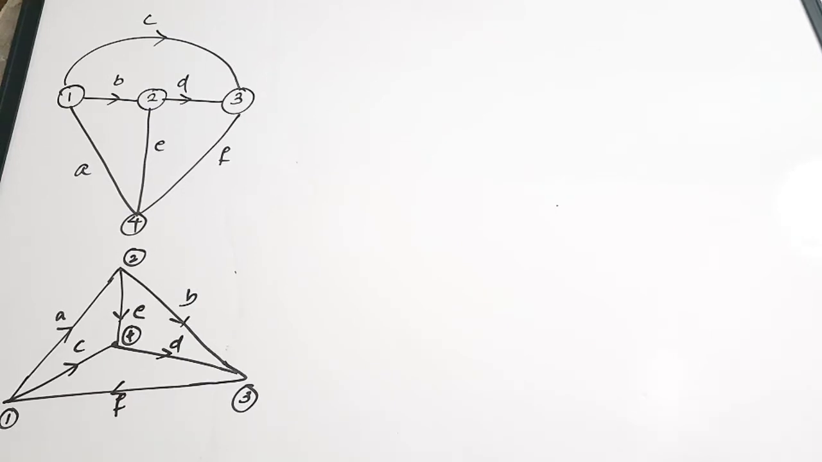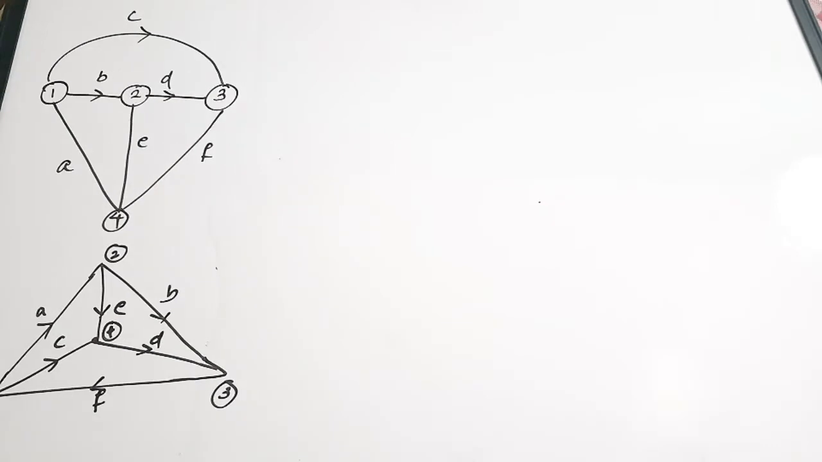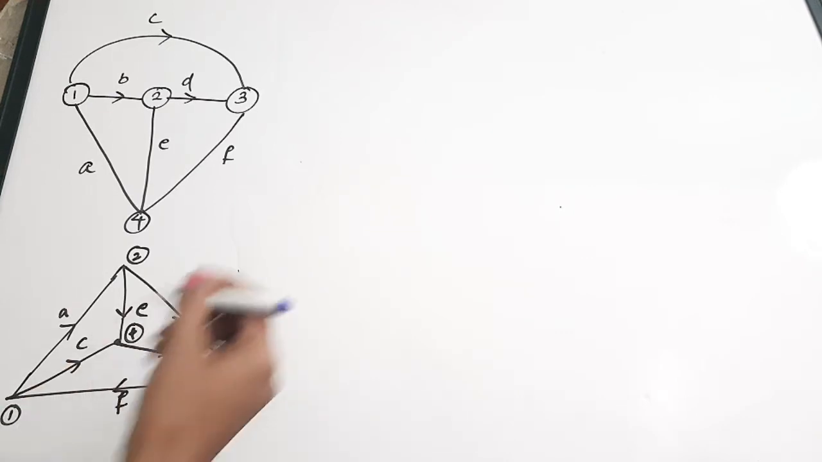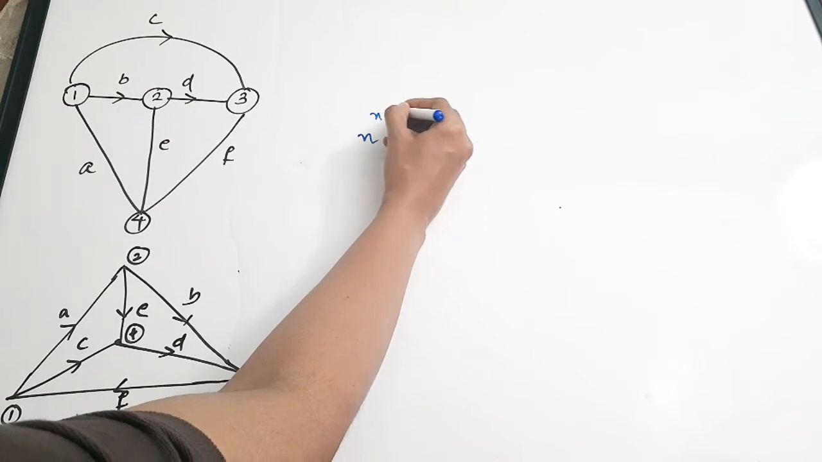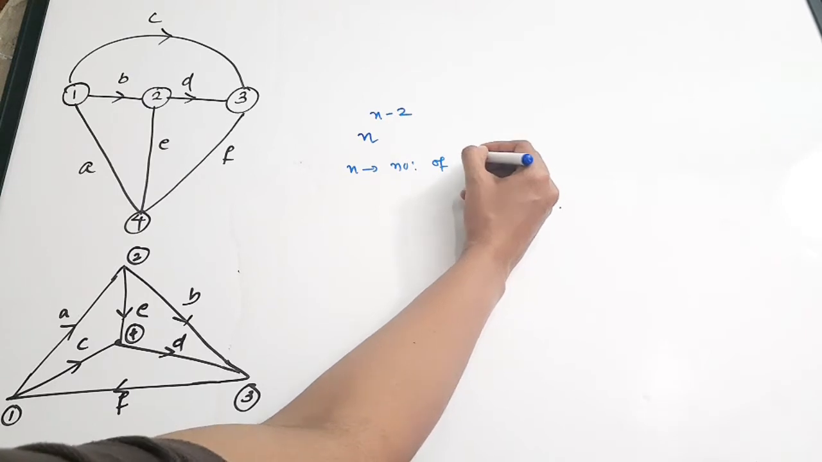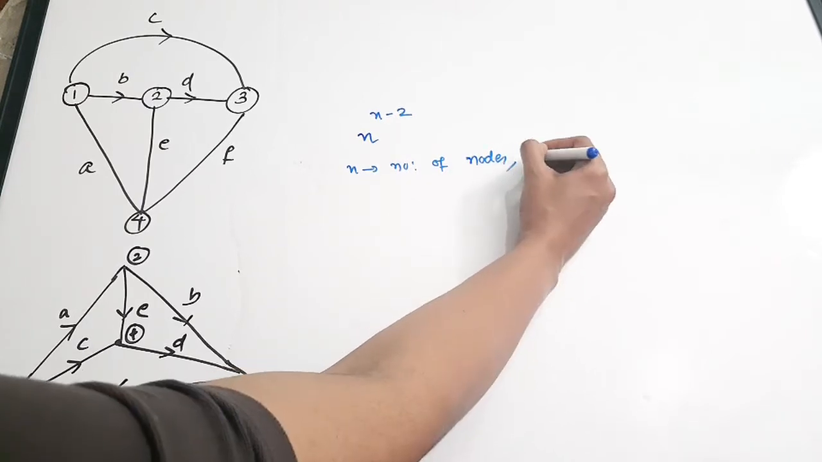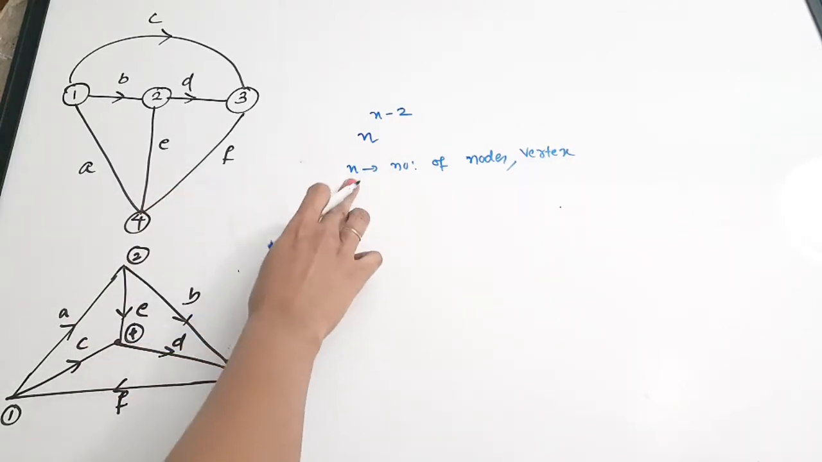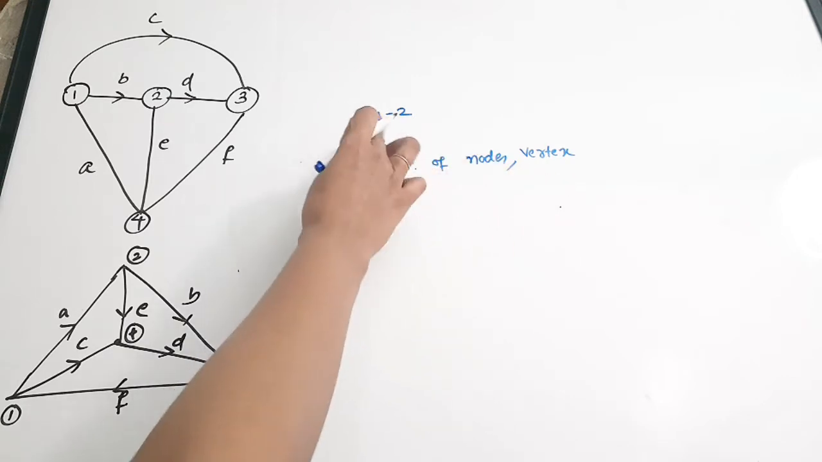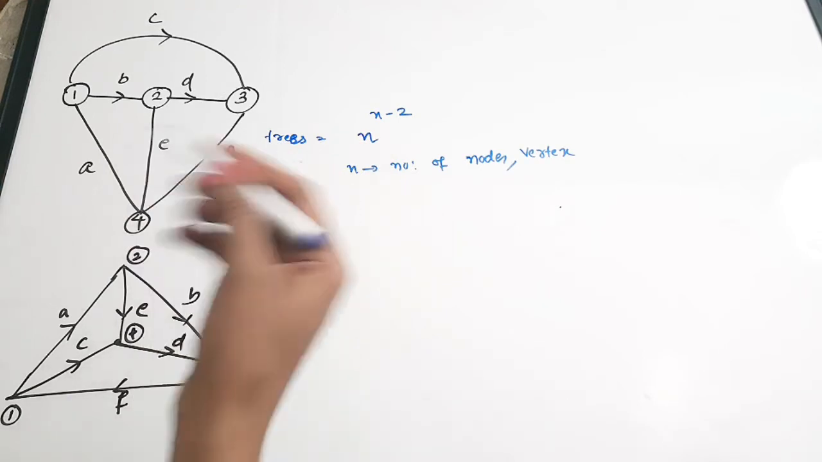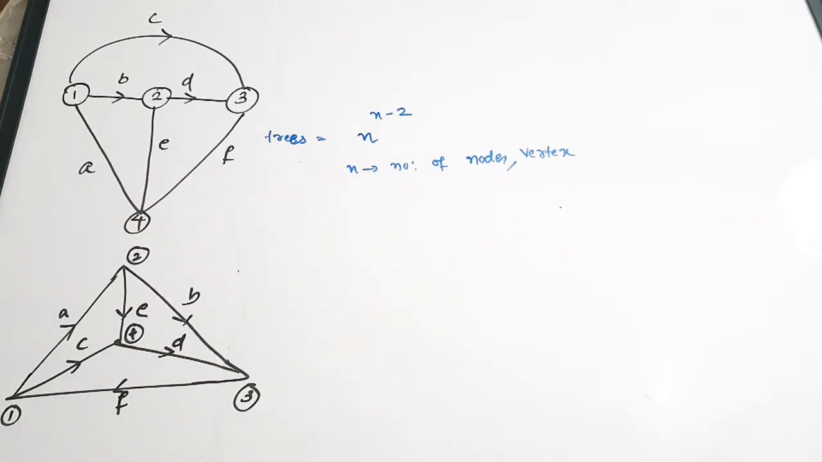So these types of graphs are called complete graphs, and if the graph is a complete graph, there is an equation for finding the number of trees that can be formed out of these types of graphs, and the equation is given by n raised to n minus 2, where n is the number of nodes or number of vertices. You can call the node a vertex also, right? So n is the number of nodes or vertices, and the number of trees is equal to n raised to n minus 2. So that is the equation.